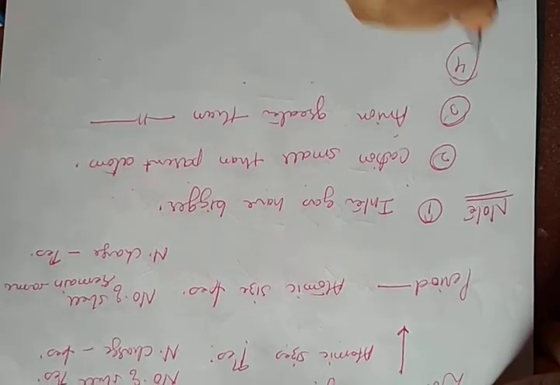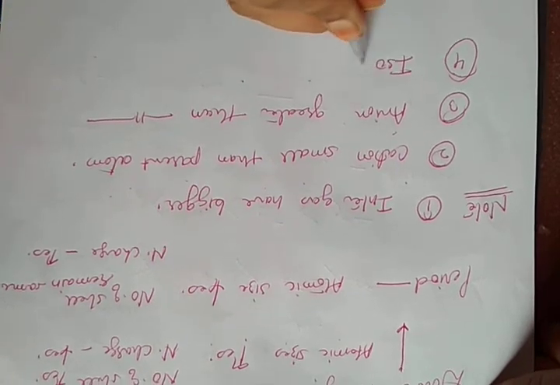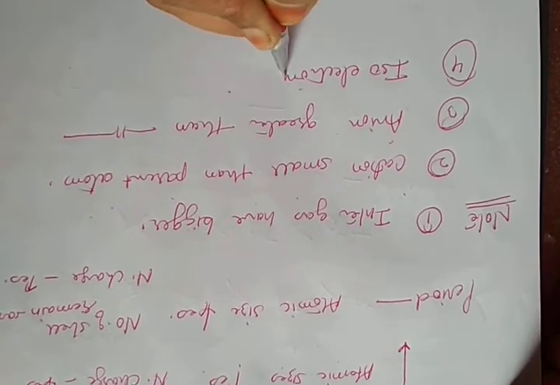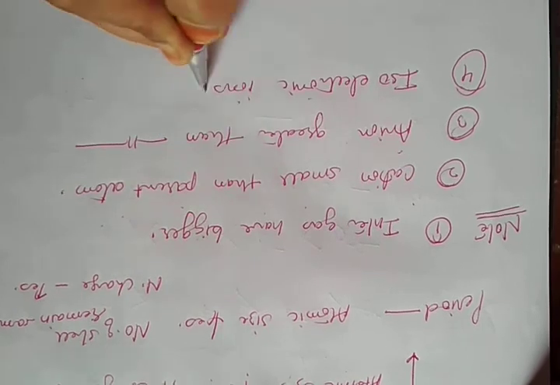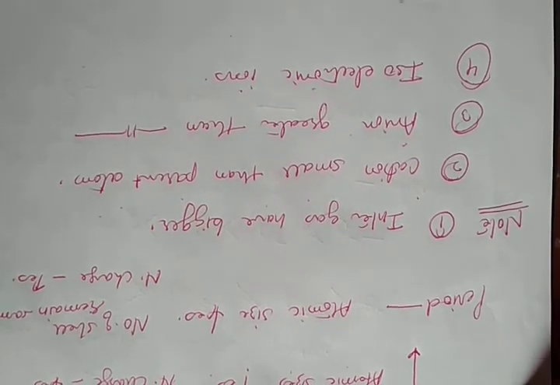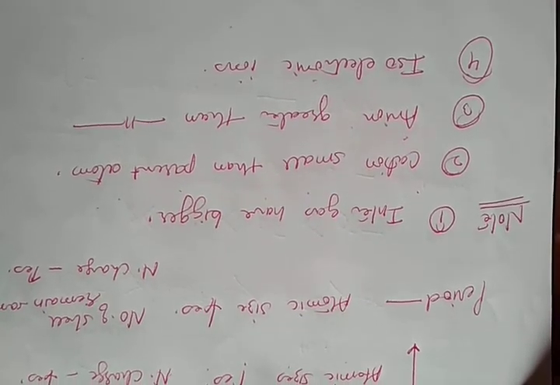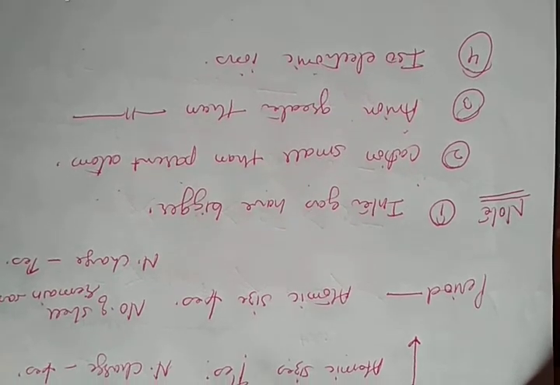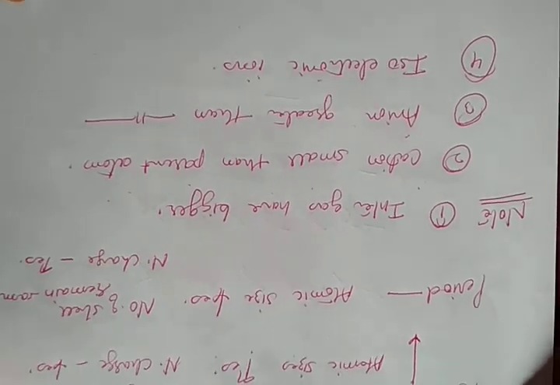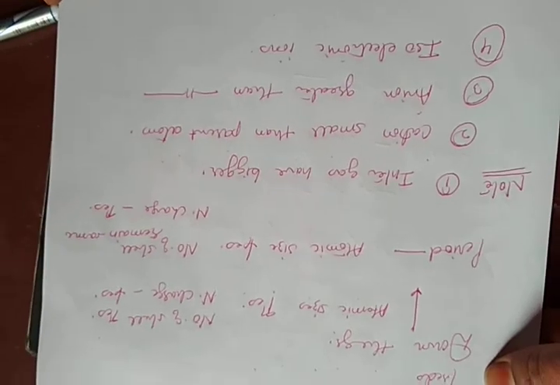And the fourth point we had completed is about the isoelectronic ions. In the isoelectronic ions, the greater the nuclear charge, the smaller the size. So up to this point we had completed. We will continue in the next period. Thank you.